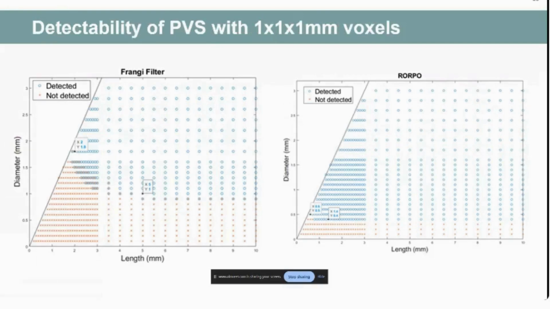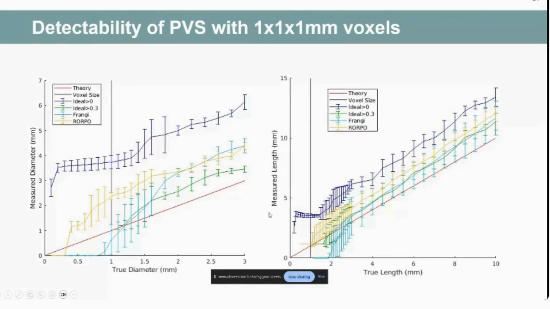We can also say what the limits of the objects we can capture are, by producing a lot of small tubular objects and seeing where the filters start failing. At a resolution of 1 millimeter, and using the model that we have with partial volume, we can actually go lower for RORPO, and for Frangi, we can go to around twice the voxel size. So that's a good thing. We can also measure the diameter and length and see how aligned to the ground truth they are. Both follow the same pattern, so that's a good thing.